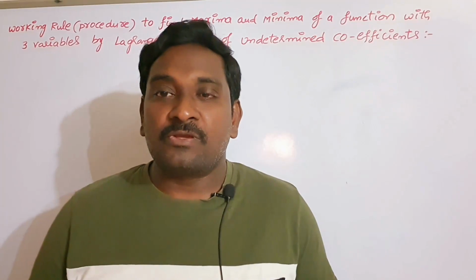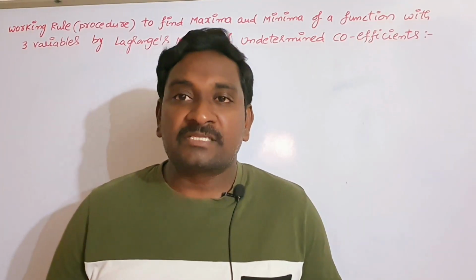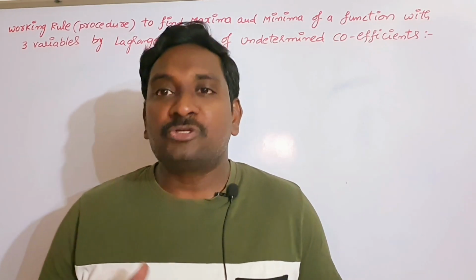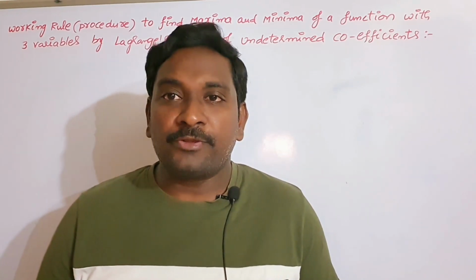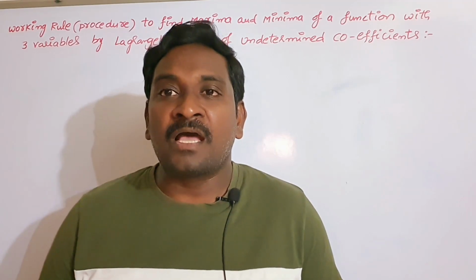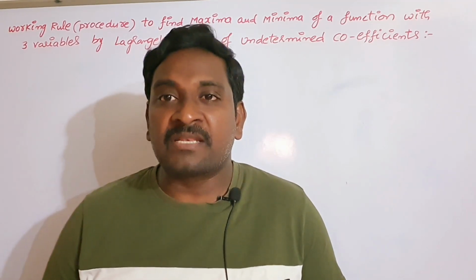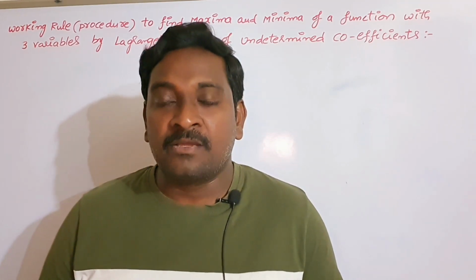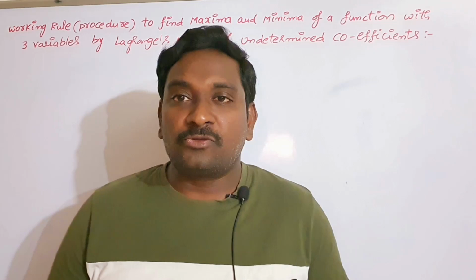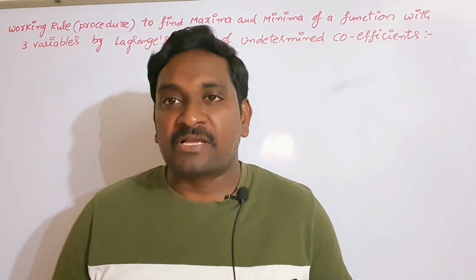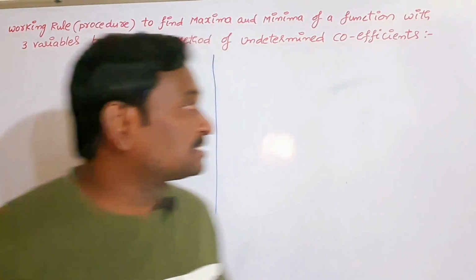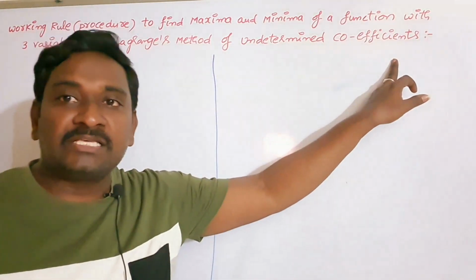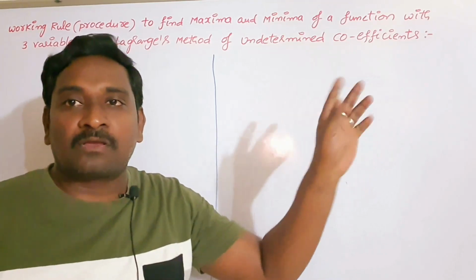In previous videos of this chapter, we have discussed how to find the maxima and minima of a function with two variables. Now we are going to discuss how to find the maxima and minima of a function with three variables named as x, y and z. We have a special method to find the maxima and minima of a function with three variables, which is known as Lagrange's method of undetermined coefficients. This is also simply known as Lagrange's method.